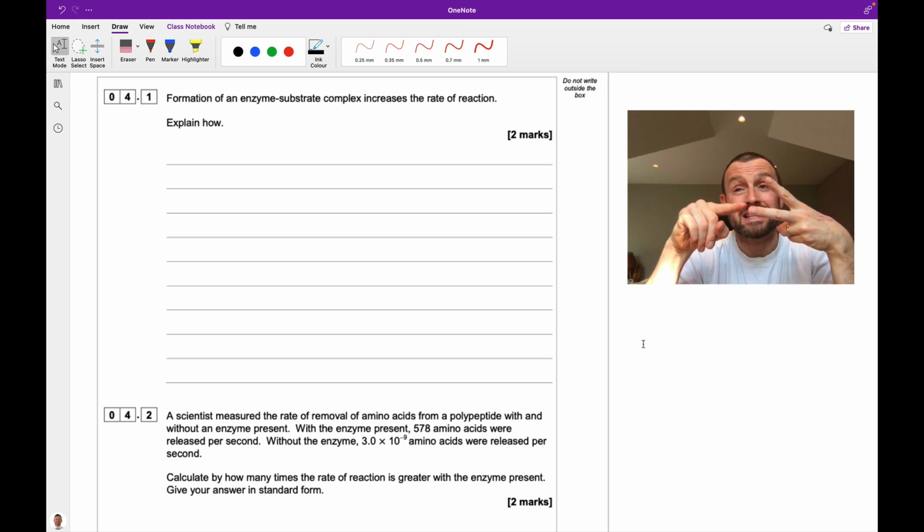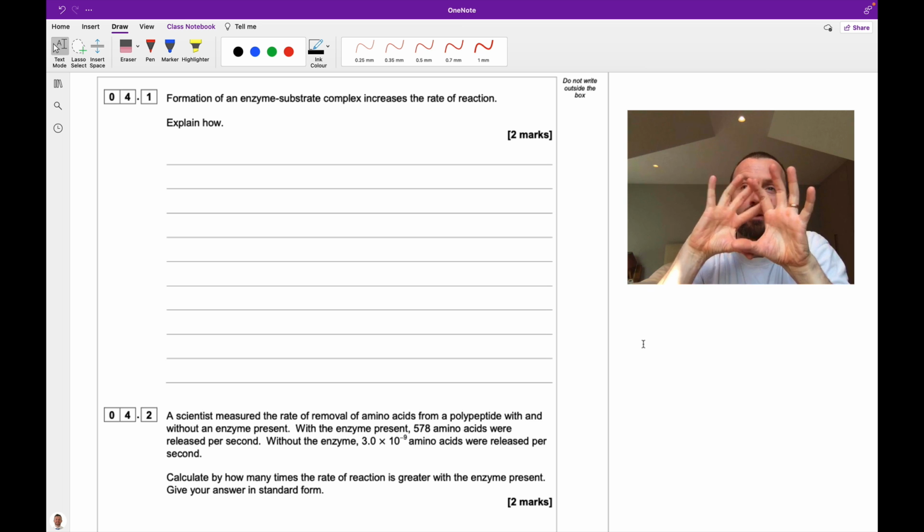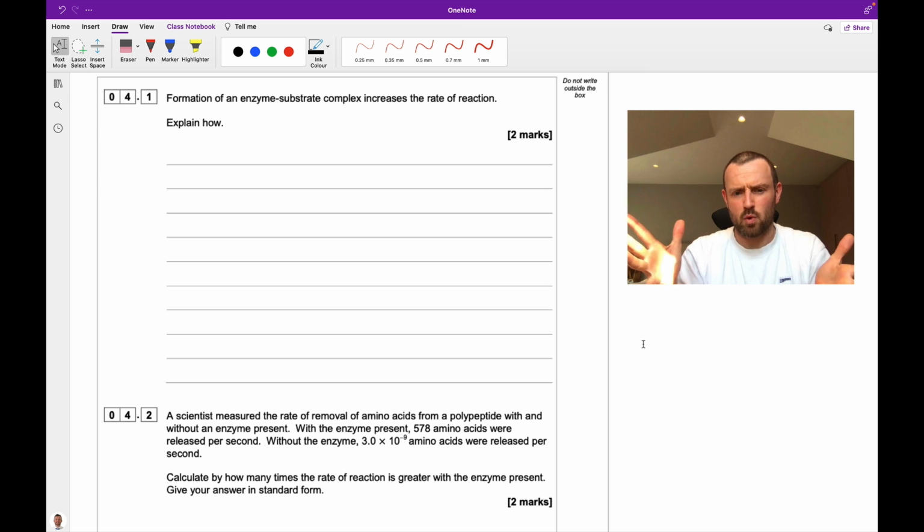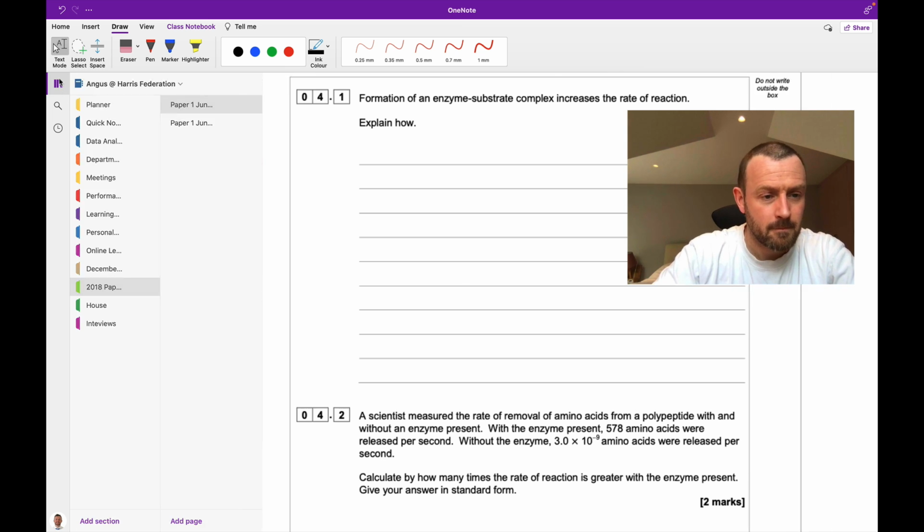During that time when the substrate is in the active site, they are complementary, and interactions between the amino acids in the active site stabilize a transition state of the substrate molecule, resulting in a lower activation energy so that the substrate can be broken down more quickly. Okay, so the keywords we're looking for are complementary, active site, and what else? Activation energy. That should do it. Let's look at the mark scheme.